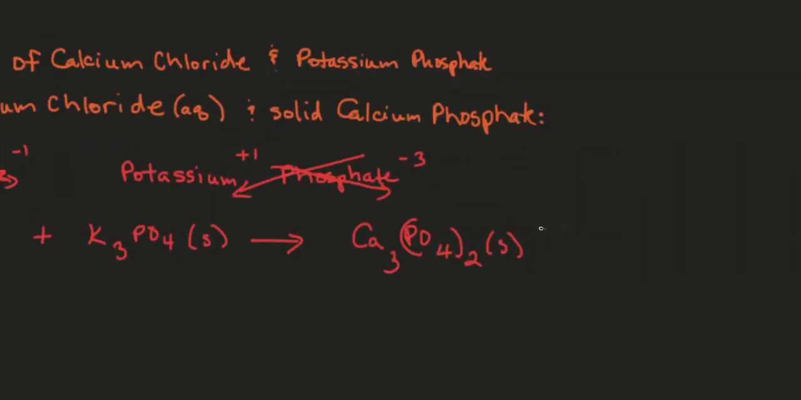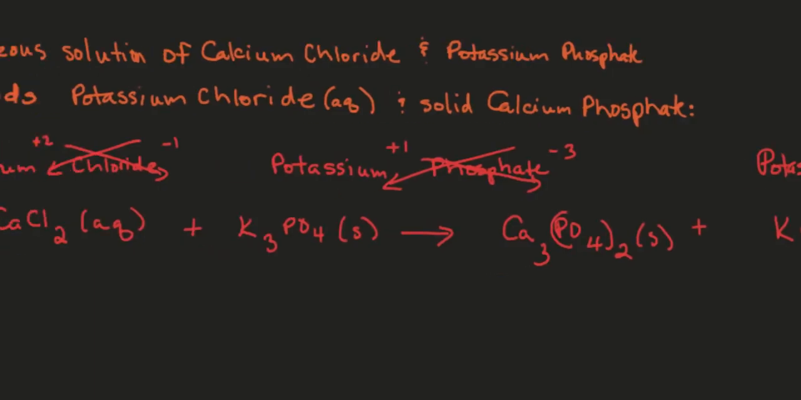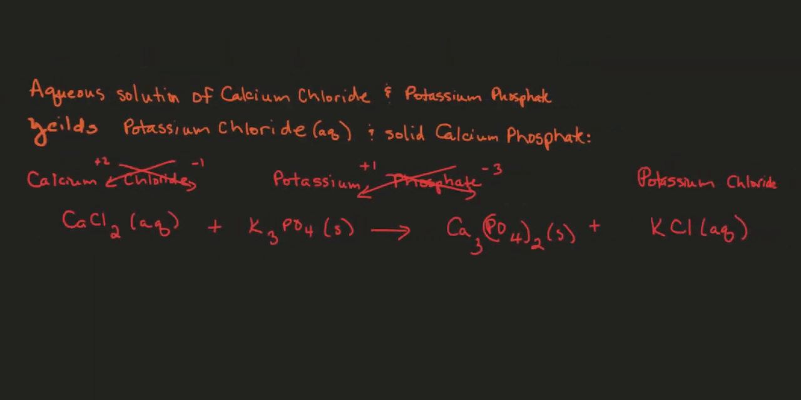And then we write plus the final thing, which is potassium chloride. Potassium chloride is another ionic compound, metal nonmetal, so it's going to be KCl, and we write down aqueous. Alright, so there's step 1, unbalanced equation. Let's zoom out a little bit so we can see it better.